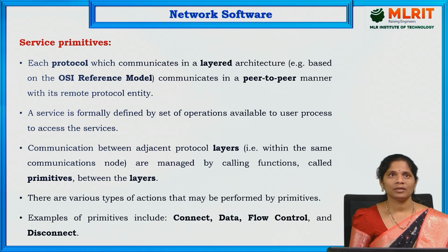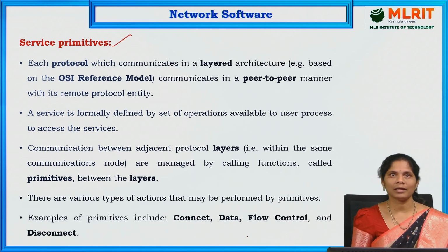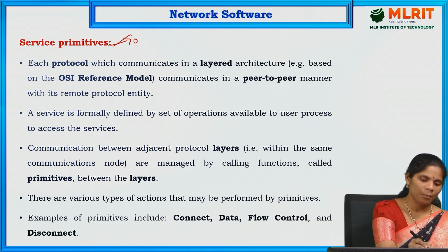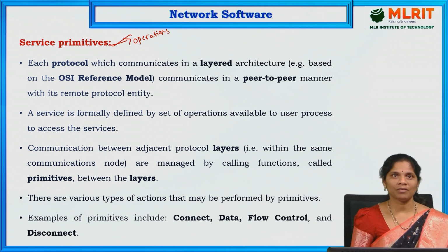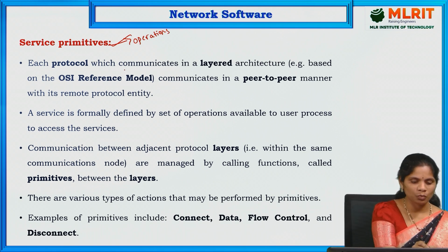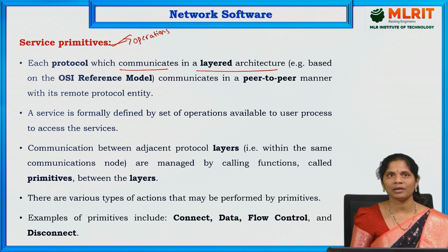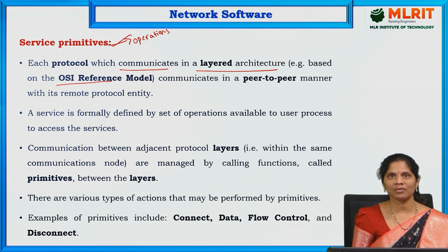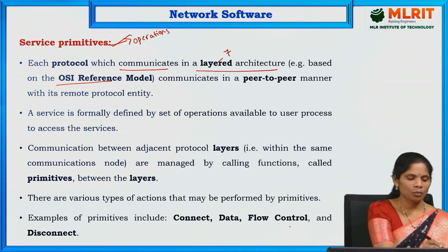And next, what are service primitives in network software? This is the next category in network software. Service primitives: primitives are nothing but operations. What are the main operations in this network software? Service operations. Each protocol communicates in the layer architecture. I already told you different layers are there in the OSI reference model, the open system interconnection reference model. It has 7 layers, and each layer has its own protocols.